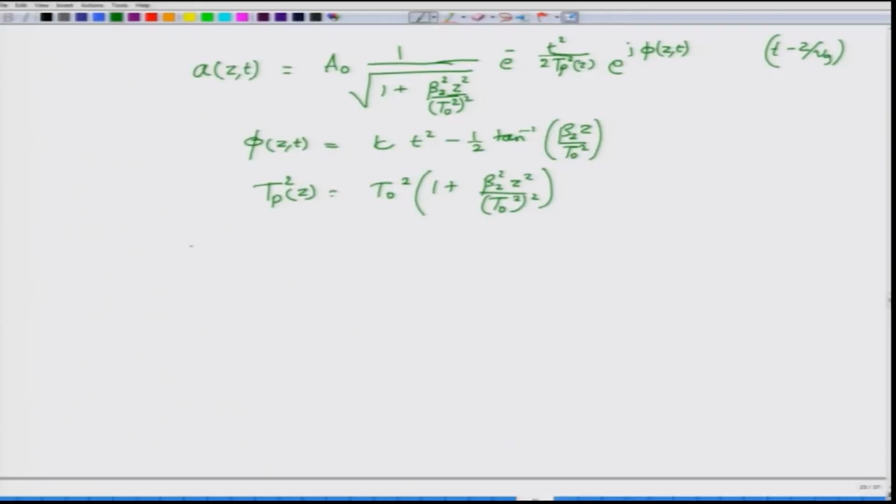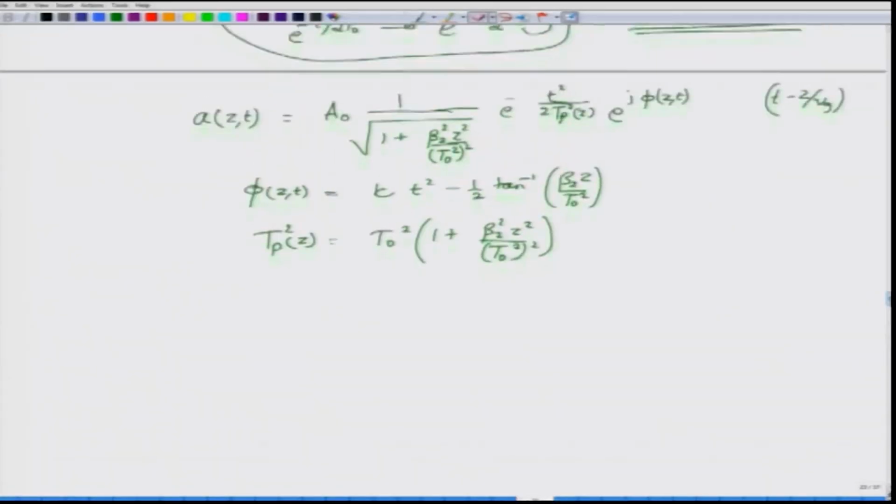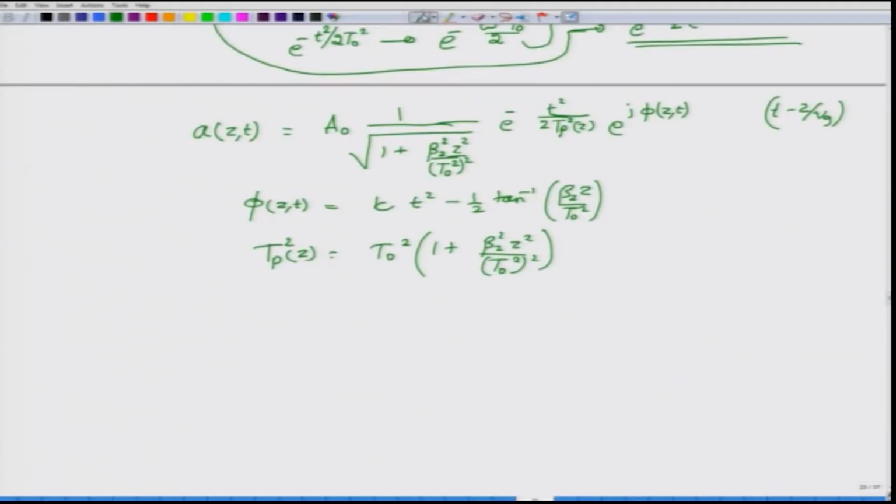Now, what is the significance of this term that is sitting inside? The significance of the term beta 2 square z square by t0 square, the whole thing squared, is very interesting. Suppose I consider the situation where instead of writing this as beta 2 square z square by t0 square, I am going to write this as magnitude of beta 2. Okay. I need some space here, so I am going to rewrite this. So, I will write this as magnitude of beta 2 z by t0 square. Please remember t0 is a real number, but beta 2 can be of two signs: beta 2 can be greater than 0 or beta 2 can be less than 0.